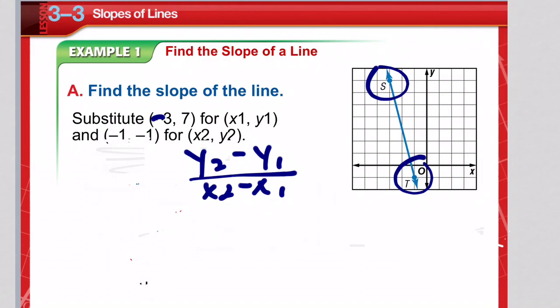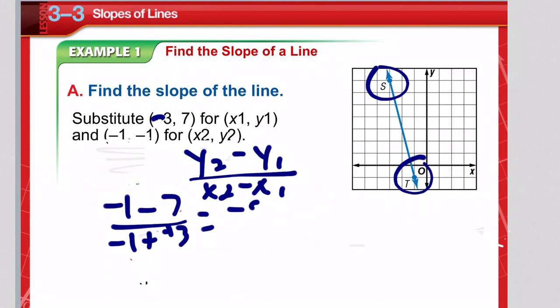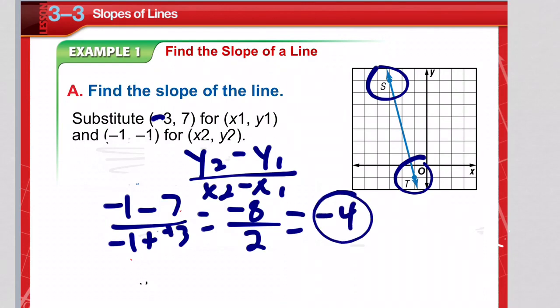So our y2 value should be -1 minus our y1 value should be 7, over the x2 is -1 minus, and remember, do not drop off that extra negative, because when you have the extra negative, the two negatives both become positive. So -1 minus 7 is -8, and -1 plus 3 would be a +2. Now, because it is a fraction, you do need to reduce this. So -8 divided by 2 would be a -4, and that is the slope of the line.